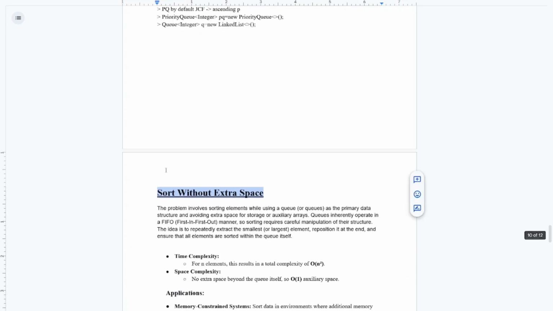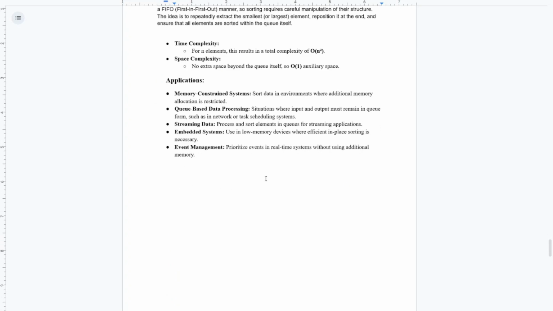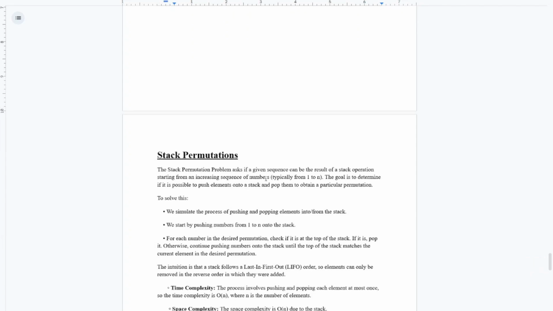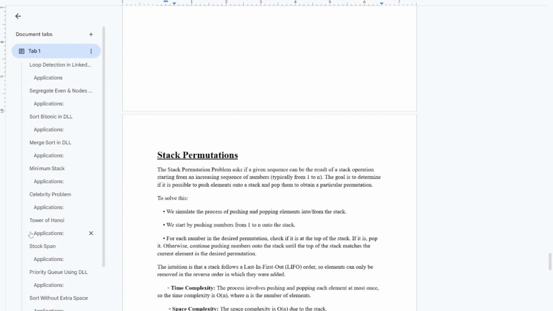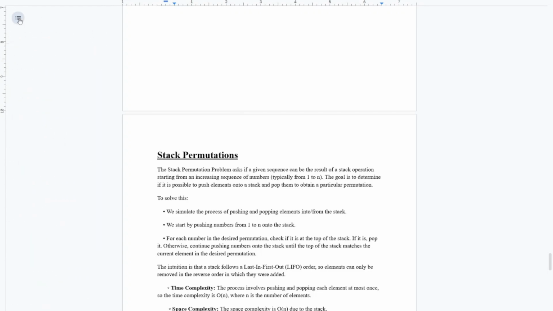And yes, so the applications could be memory constrained systems, queue based data processing, streaming data, embedded systems, event management. Okay. The next problem is stack permutation. And okay, so this is the last program in our bucket.